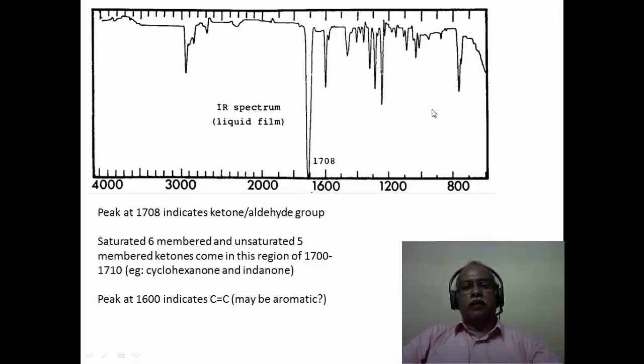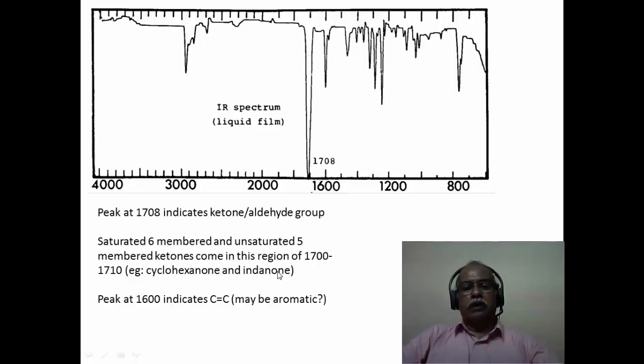This is the infrared spectrum of this compound. The peak around 1708 is a very intense peak. This could be because of an aldehyde or a ketone. Typically a 6-membered cyclic ketone or an alpha beta unsaturated 5-membered ketone will come in the region between 1700 and 1710. For example, cyclohexanone has the carbonyl stretching frequency around 1710 or so.